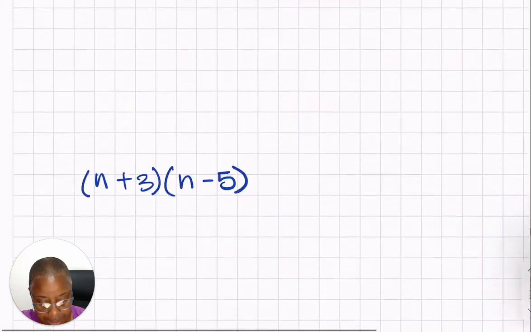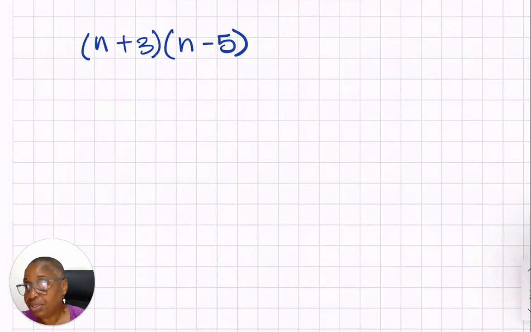Okay, here's my other example. Suppose I have two things in brackets multiplying, these double brackets.